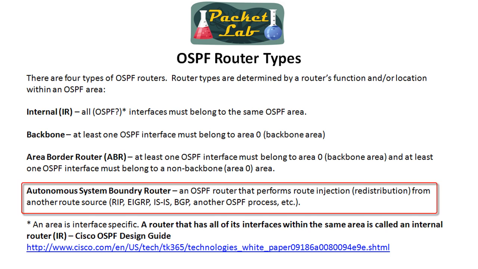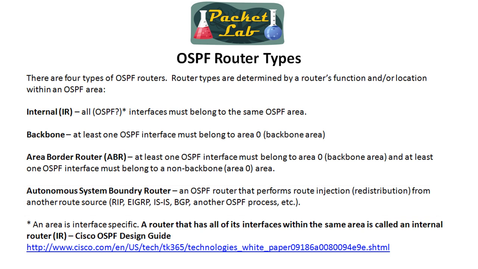And then our final guy down here is the autonomous system boundary router, and that's a $20 word for a router that does redistribution into OSPF. So if you're not familiar with redistribution, just a 30,000 foot view is basically redistribution is when routes are learned from a source that's external to the routing process that you're running. So if you're running OSPF and your router also connects to an EIGRP domain, if you take those EIGRP routes and put them into OSPF, that's route injection or redistribution from another source, and that's what we're talking about here.